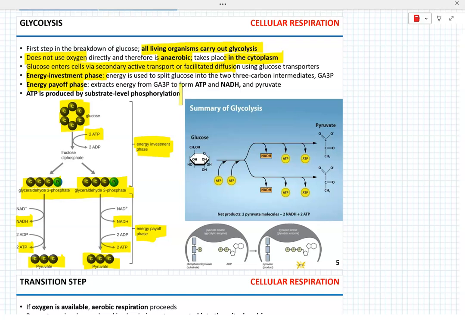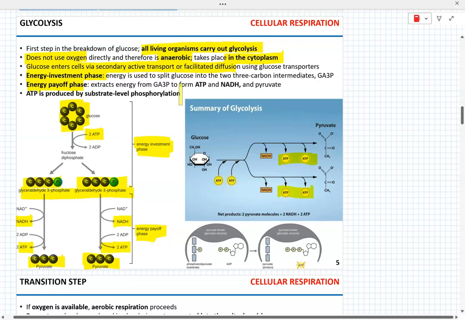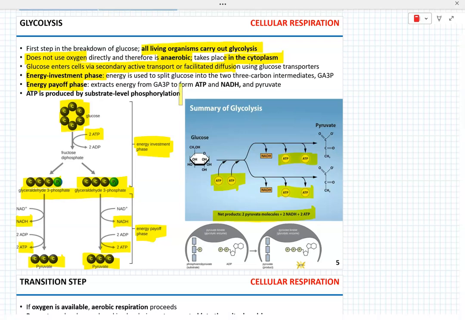If we look at the total yield of glycolysis, you can see that 4 ATP molecules are produced at the end, but 2 ATP molecules were used during the energy investment phase. Therefore, the net products of glycolysis are 2 pyruvate molecules, 2 molecules of NADH carrying high energy electrons, and 2 molecules of ATP.